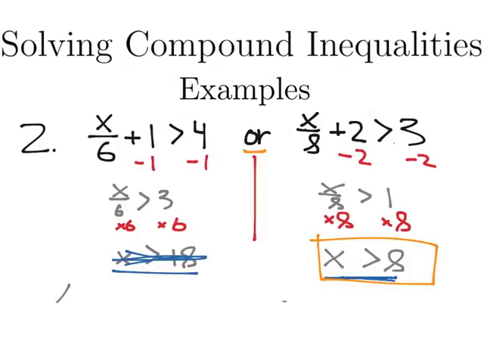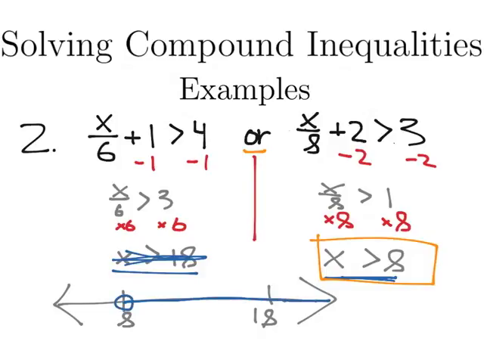You could also think about this with a number line. If I have 8 here and 18 here, x is greater than 8 is saying that it's all the way up here. But x is greater than 18 is specifying that it's only up here. So if we say greater than 8, it includes more than just greater than 18. But it also includes all of greater than 18. So all we really need is just x is greater than 8.